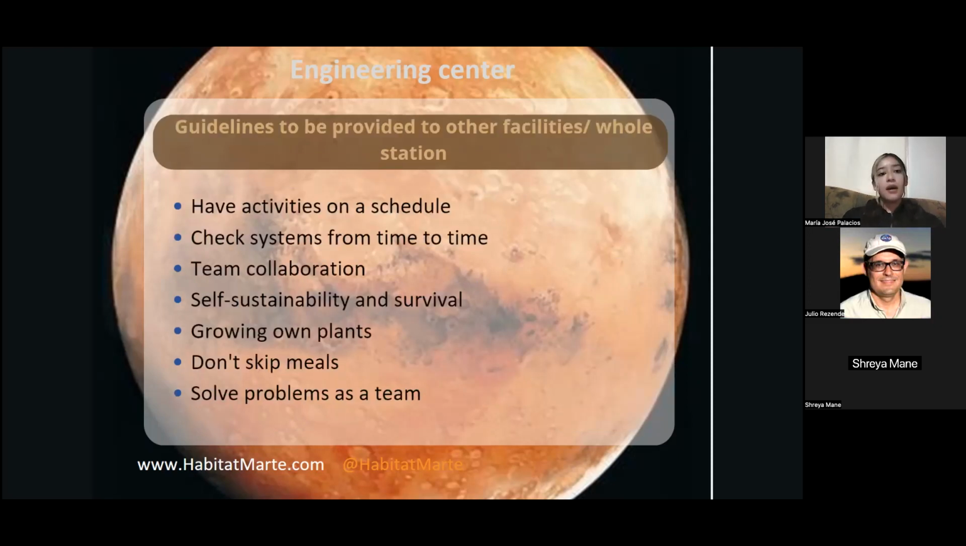Now, here we have guidelines to be provided to other facilities or space stations. First, have activities on a schedule, check systems from time to time. We have team collaboration, self-sustainability and survival, growing our own plants, don't skip meals, and solve problems as a team.